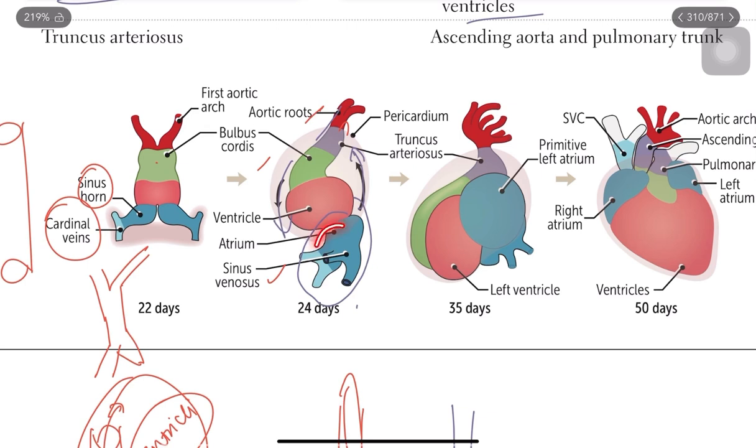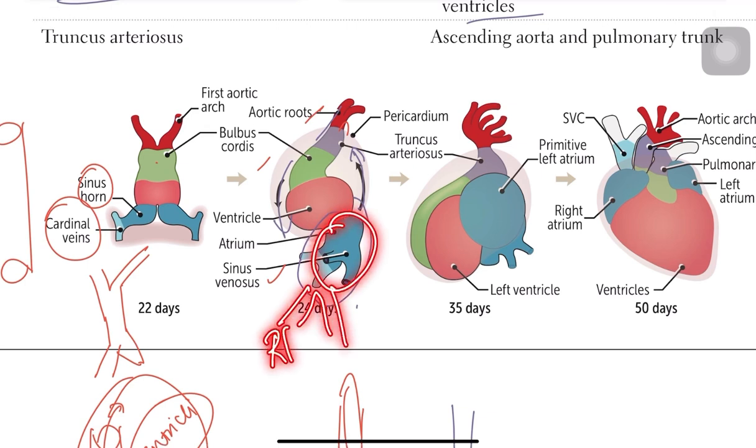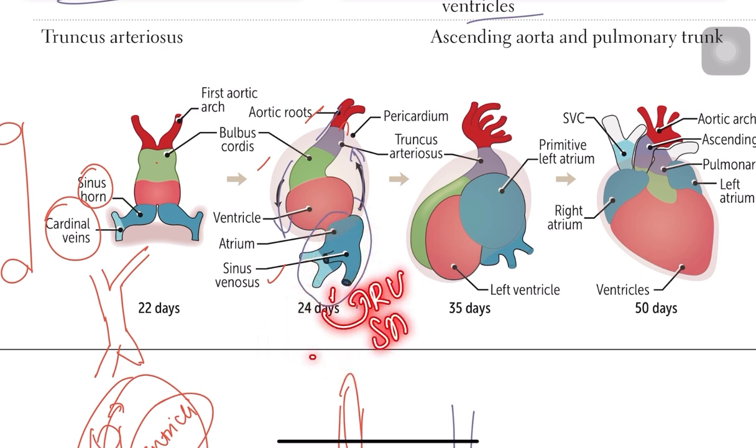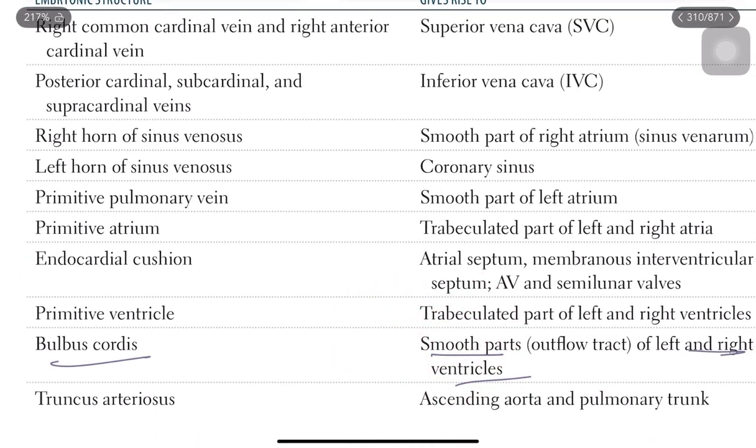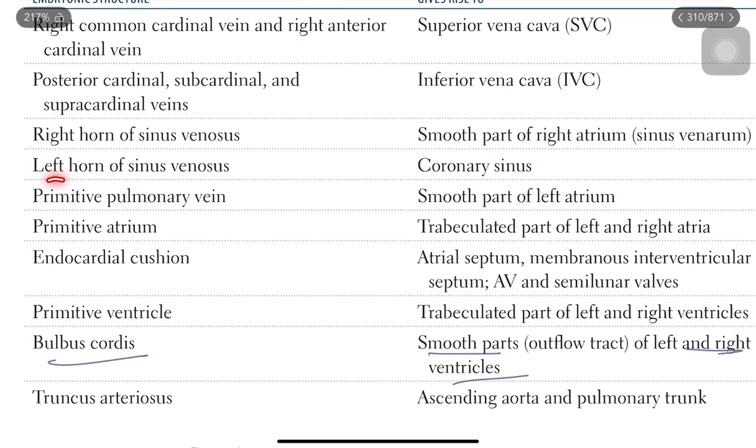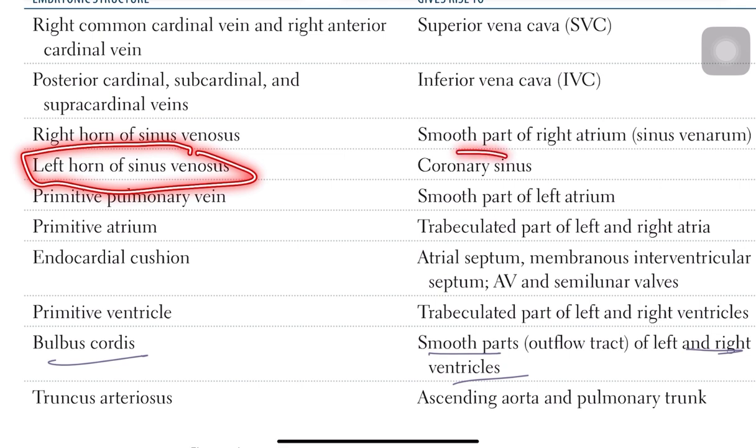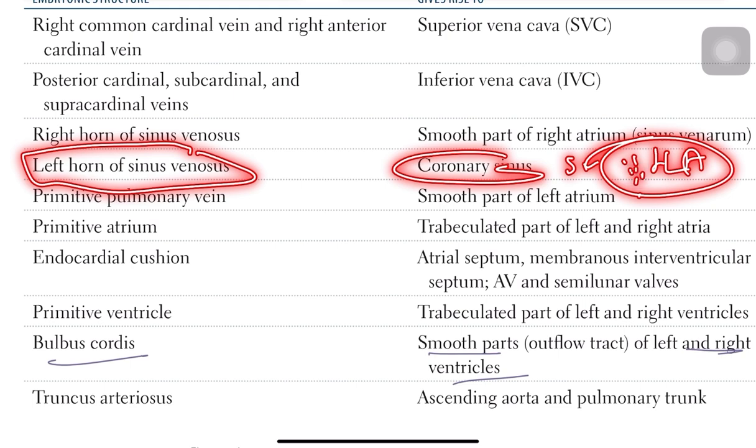See, you have sinus venosus. This is sinus venosus. It has two horns. One is right side, one is left side. So this right horn will form the right atrium's smooth part. Okay, whereas your left atrium's smooth part doesn't arise from the left horn of your sinus venosus. This is what you need to remember. The left horn of sinus venosus will give rise to coronary sinus, not to the smooth part of left atria. So this is what we need to remember.